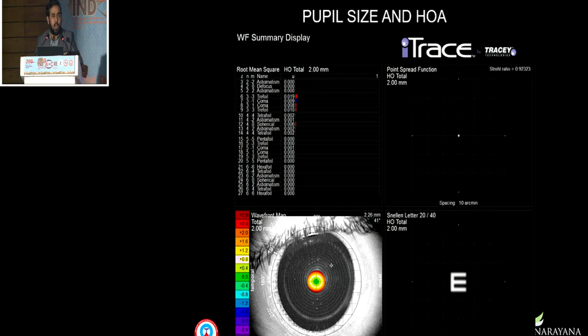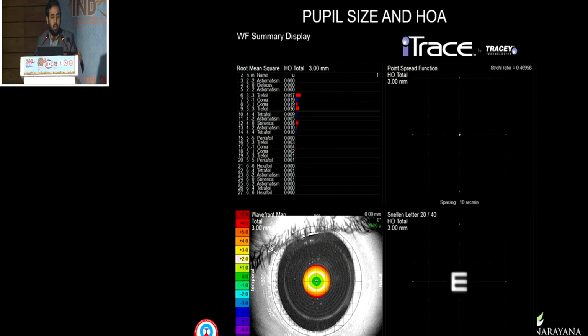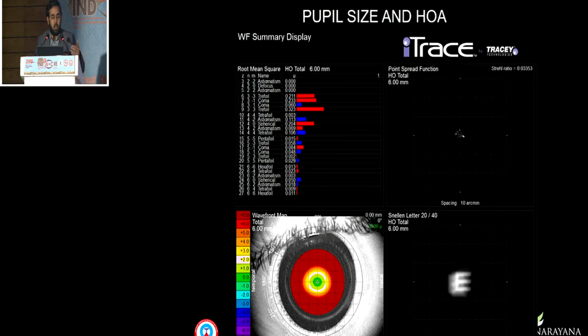But the other important factor that they miss out is what is the pupil size. So at this pupil size of 2 mm, this patient has negligible aberrations. You would think that this patient has perfect optics. But as you go further, at 3 mm, at 4 mm, at 5 mm, and when you go to 6 mm, it looks much more aberrated.